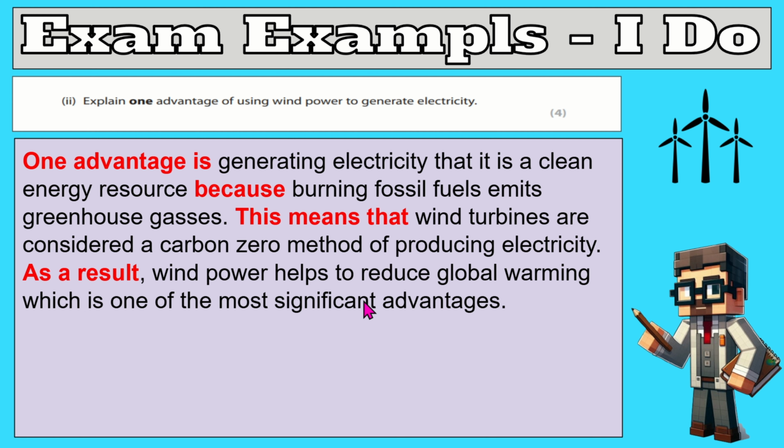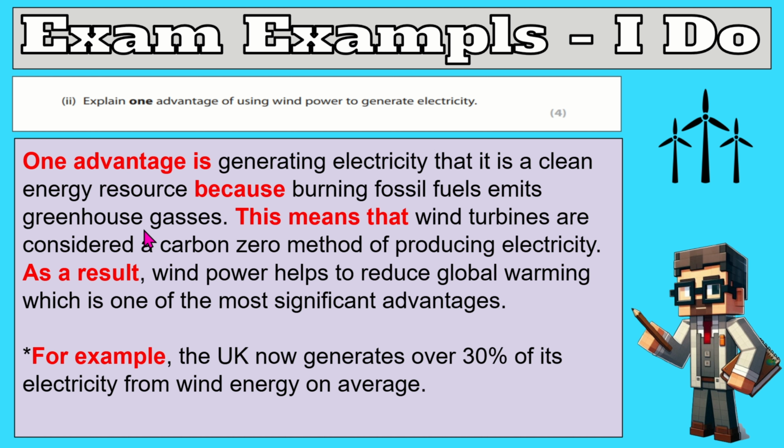And then I link back to the question by saying, which is one of the most significant advantages, because you see this word here, advantages. I'm linking it back to the question. You can see here I also use advantages at the start of the paragraph. So I'm showing the examiner, by using these words from the question, that I'm very much staying on topic.